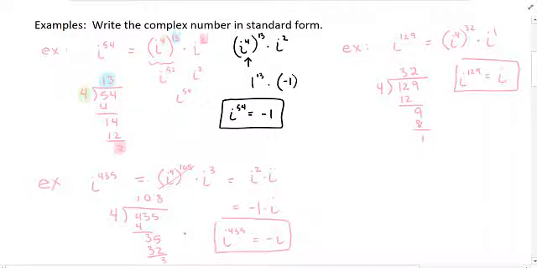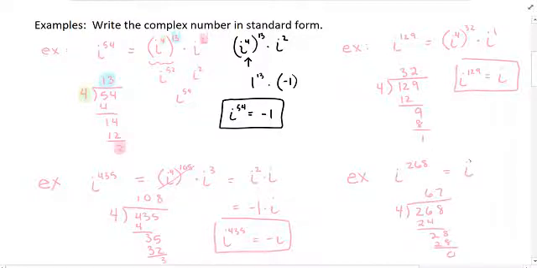Done. All right. One last one. Let's do i to the 268th power. Again, I need to see how many i to the fourths I can put into 268. All right, so this goes 6, which gives me 24, 28, that goes 7, and that leaves me with a remainder of 0.